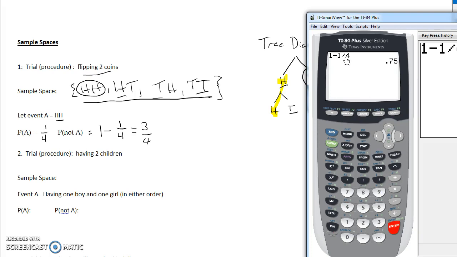Some people have a fraction button if you're using a TI-30. If you're using a TI-83, we're just going to hit Math, Enter, Enter to turn this back in, and we get 3/4, same thing we had.